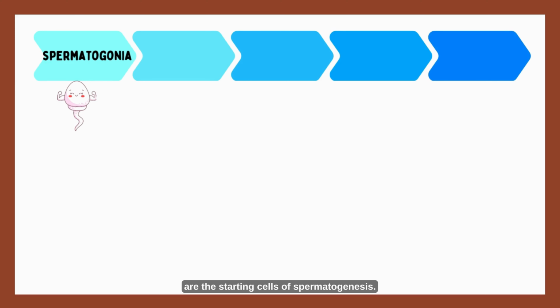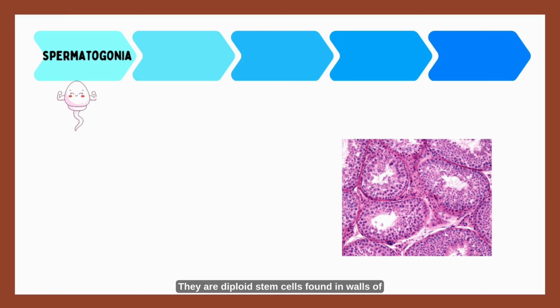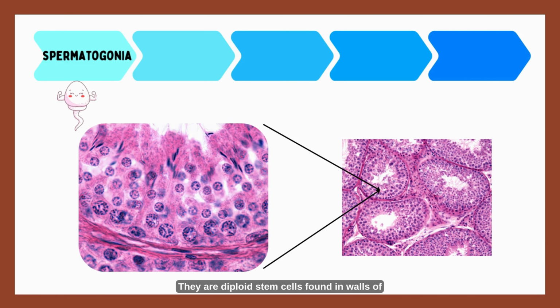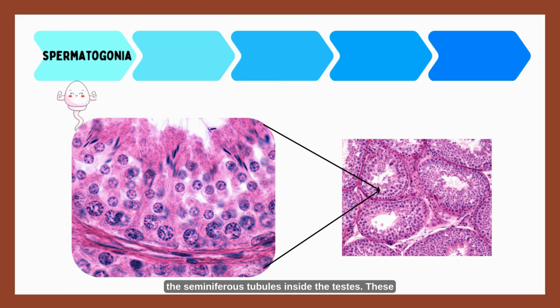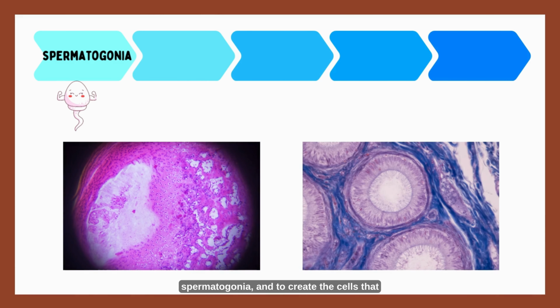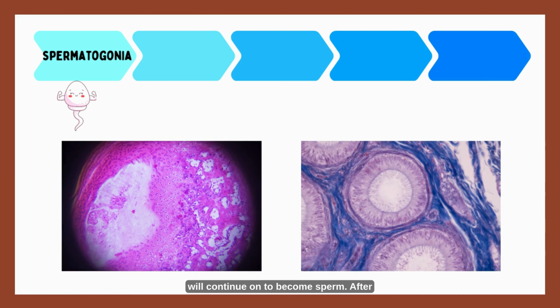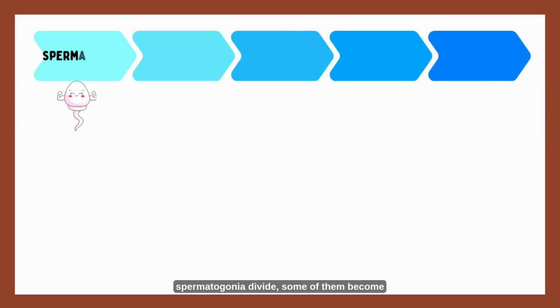Spermatogonia are the starting cells of spermatogenesis. They are diploid stem cells found in the walls of the seminiferous tubules inside the testes. These cells divide by mitosis to produce more spermatogonia and to create the cells that will continue on to become sperm.